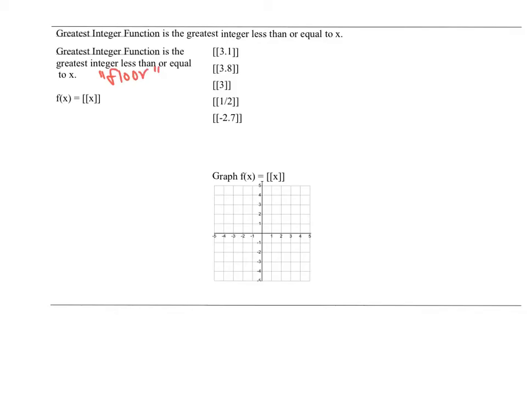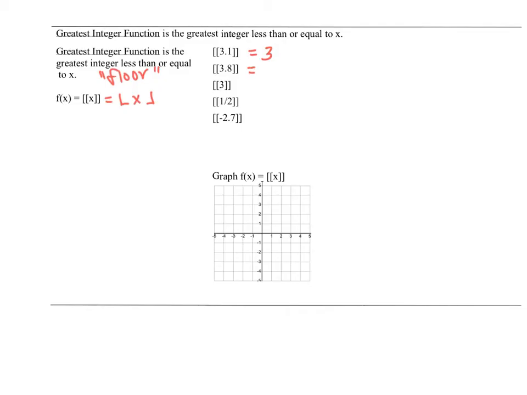Okay, and your book uses the notation with these double brackets. I've also seen it written like this, where it actually looks like a floor. It's saying it's the greatest integer less than or equal to x, as opposed to the ceiling, which would be the opposite. Okay, so the greatest integer that is less than or equal to 3.1 would be 3, because that's less than or equal to 3.1 and it's an integer.